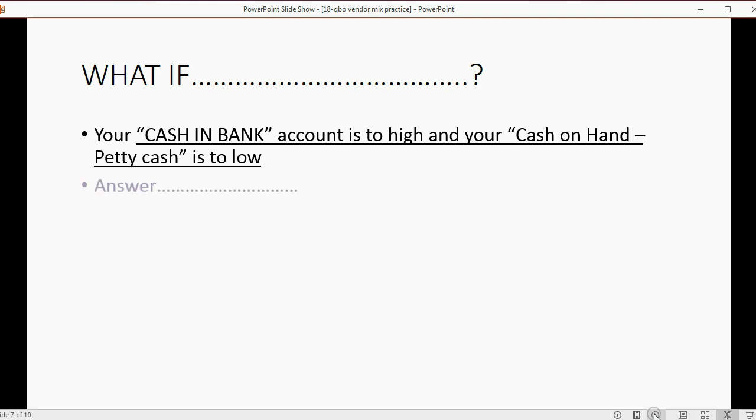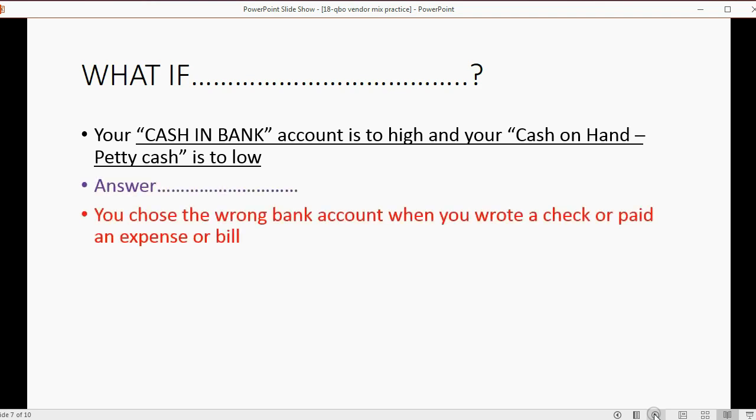Now I'm going to give you the answer. You chose the wrong bank account when you wrote a check or paid an expense or bill. That happens all the time. QuickBooks tries to remember the previous bank account for each transaction window, but it's not always the same and you have to check it carefully.